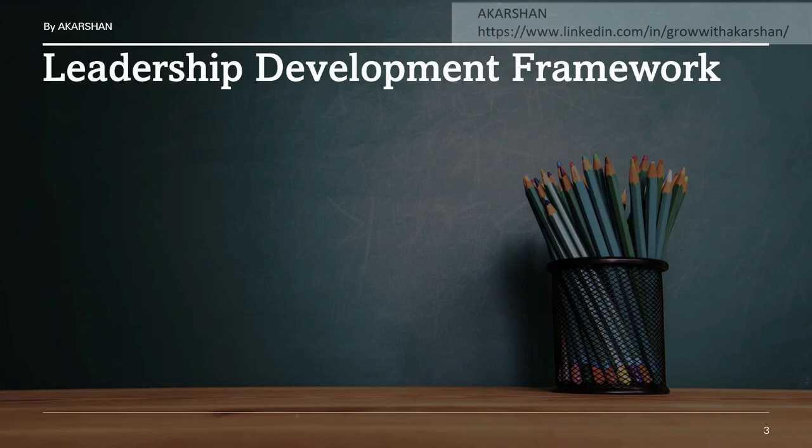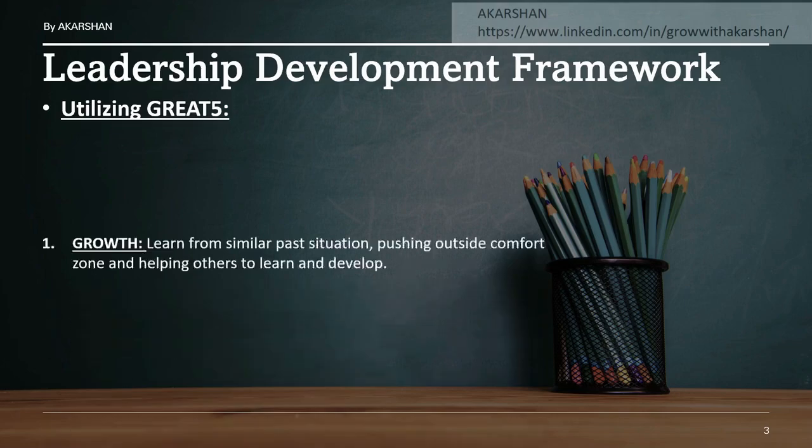Going to the next part, the leadership development framework. This particular framework is taken from PepsiCo itself, and they have developed this framework. Whosoever works for PepsiCo goes through a certain training, and such training helps them understand how they are going to do something. So PepsiCo tells us about utilizing GRE85. It is basically an acronym, GRE85. I will tell you what they are.